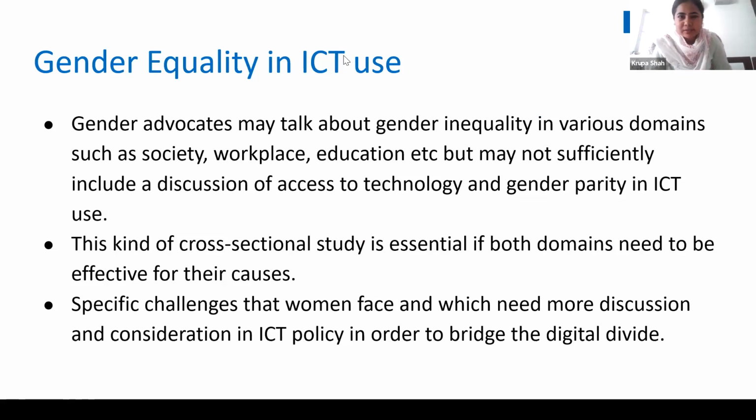So as already described, this project which we are undertaking right now is for developing a module for teachers to become more aware of the issues faced around gender equality in ICT use. Connecting gender equality to ICT itself, we have found that often there are gender advocates who talk about gender inequality in various spheres of life, such as society or the workplace, or even the domain of formal education. But there isn't a sufficient amount of discussion which links those discussions to the access of technology or gender parity in the use of ICT.